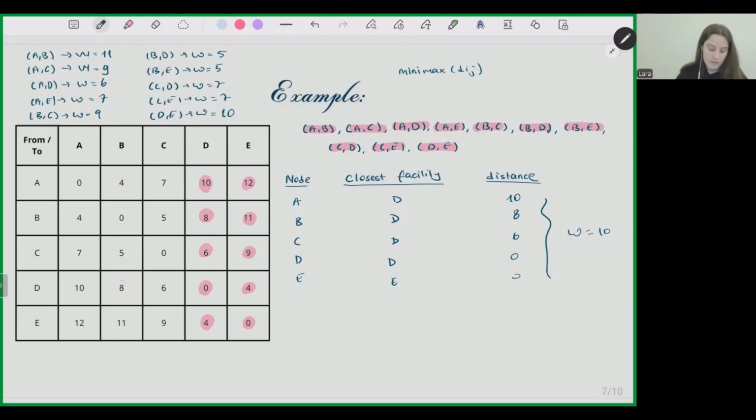So what we are going to do now, we are going to look at all the W's that we have found and select the minimum. And what this means is this question has 2 optimal solutions. And these solutions are selecting B and D together or B and E together. So this is the optimal solution. Okay, so this is it for the video.